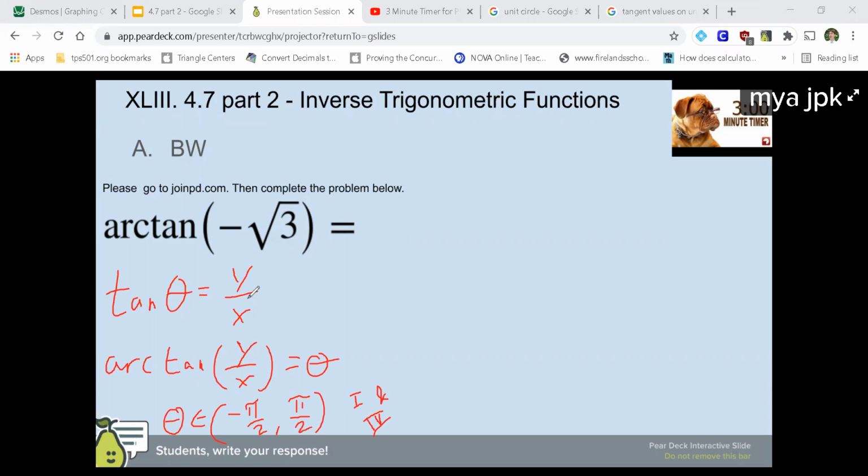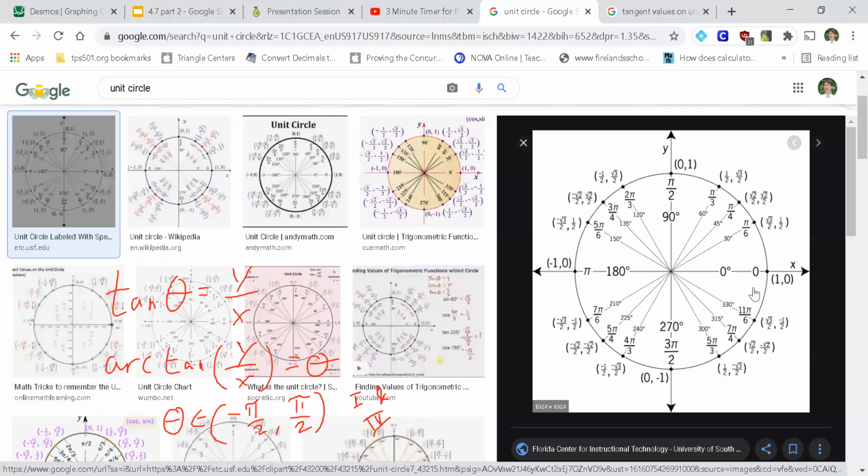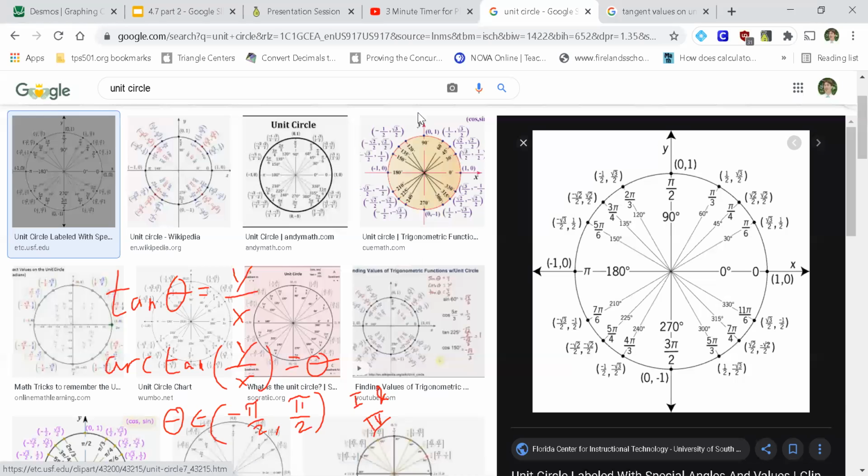So what we're looking for is where on the unit circle y divided by x is the negative square root of 3. Because it's negative, we need to have an opposite value for our y or x, which means it's going to have to be one of these options in quadrant 4. And if you want the square root of 3 in the numerator, your best bet is to use this one, where the square root of 3 is for your y value.